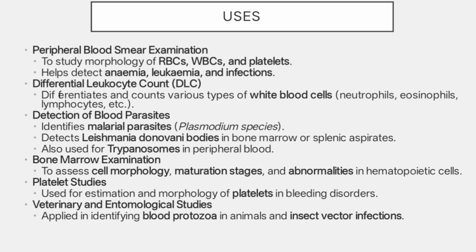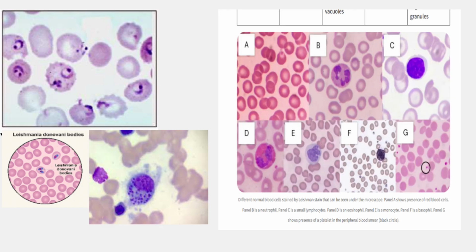Bone marrow: Leishman stain can be used for bone marrow examination to assess the cell morphology, maturation stages and abnormalities in hematopoietic cells. Platelet studies. So first is the blood smear examination, differential count, then detection of parasites, bone marrow examination, platelet studies, and veterinary and entomological studies for examination of blood protozoa and insect vector infections. It can also be used. So these are the pictures where it is used.